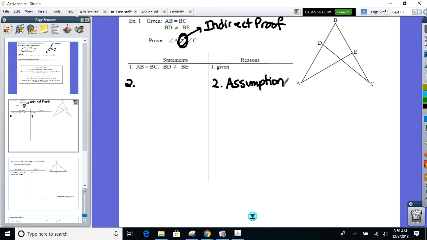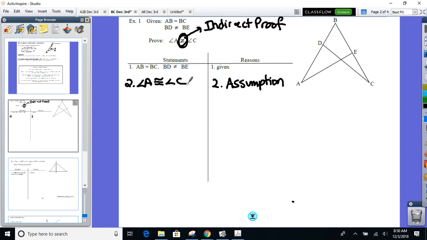The assumption is going to be the opposite of our proof statement. We are going to assume the opposite of angle A not congruent to angle C. So what would be the opposite of this? Angle A is congruent to angle C. So we are going to assume that angle A is congruent to angle C.